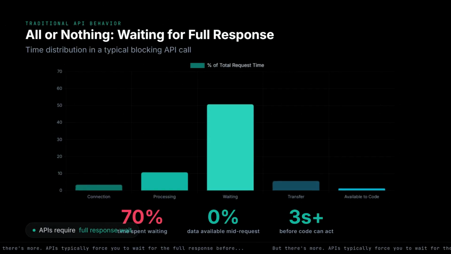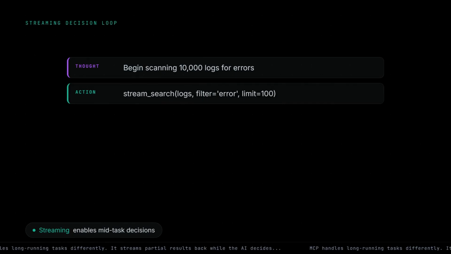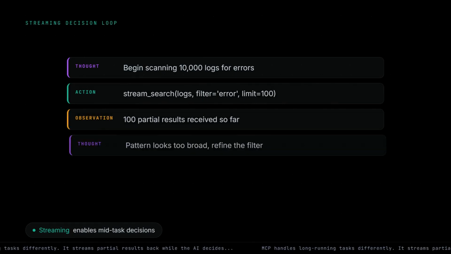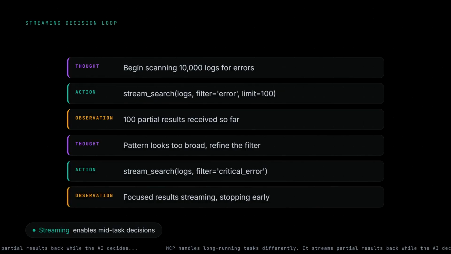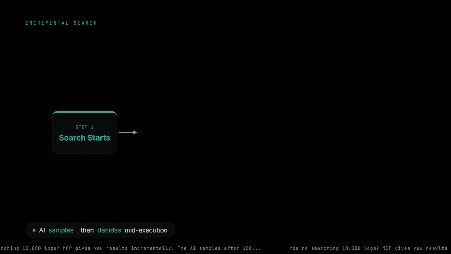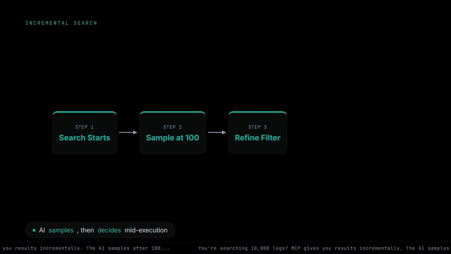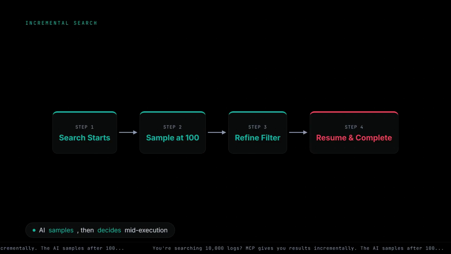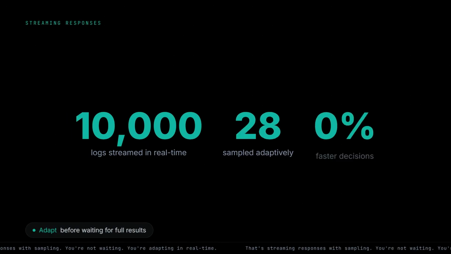But there's more. APIs typically force you to wait for the full response before your code can do anything. You call an endpoint, you wait, you get data back all at once. MCP handles long-running tasks differently. It streams partial results back while the AI decides whether to continue, retry, or branch in a completely different direction. You're searching 10,000 logs? MCP gives you results incrementally. The AI samples after 100 results, decides the filter isn't working, changes strategy, and doesn't waste time waiting for all 10,000. That's streaming responses with sampling. You're not waiting. You're adapting in real time.